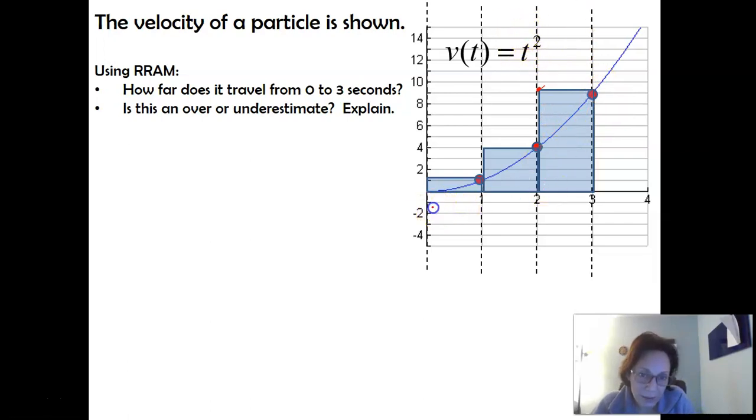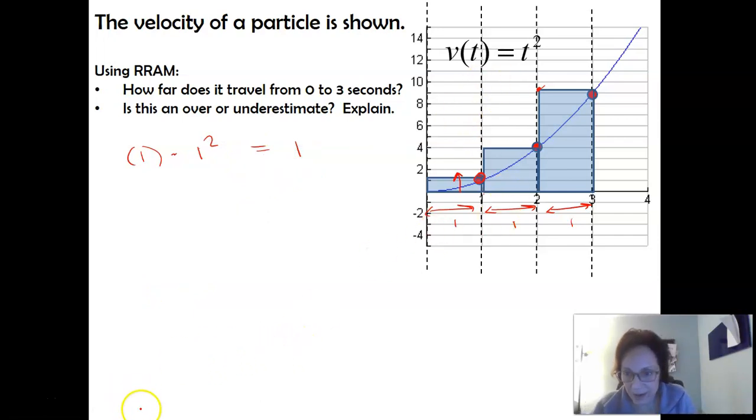So these widths are all going to be 1 because of the way I partitioned it. All right, this first one lines up on the right. So this first one, the width is going to be 1. The height of this particular rectangle is just going to be f of 1. So in other words, 1 squared. So that first rectangle is going to have an area of 1.